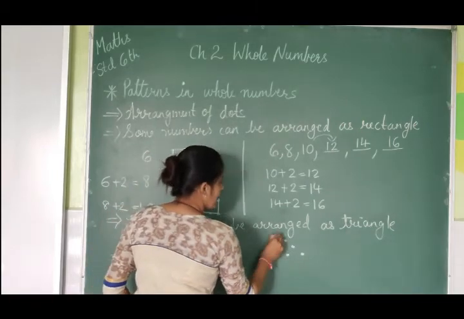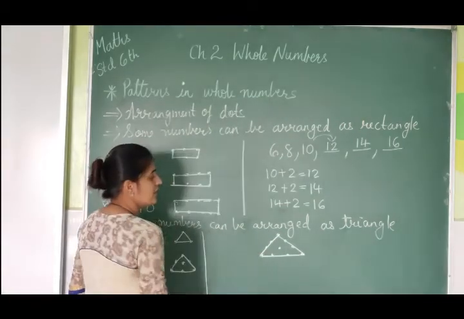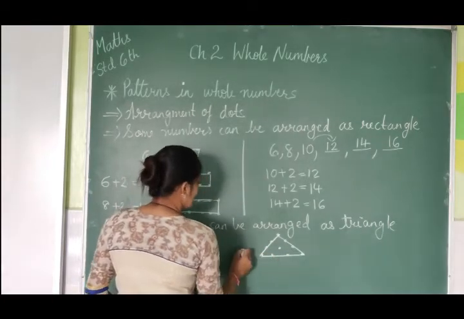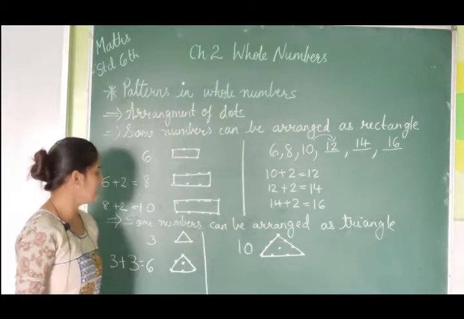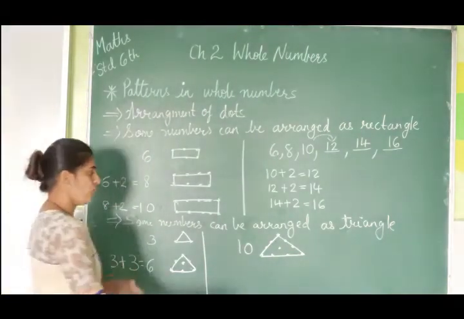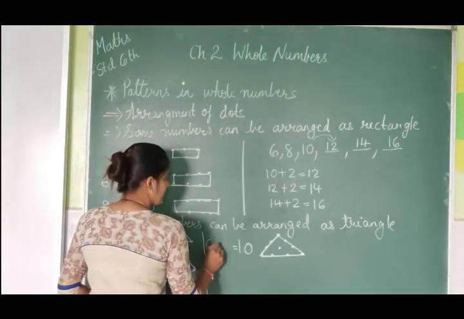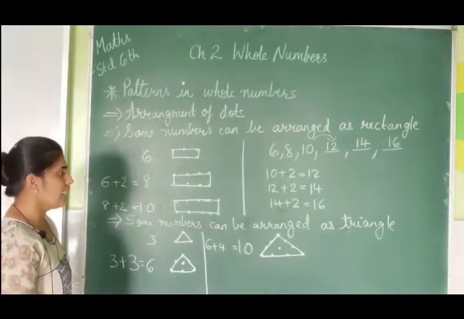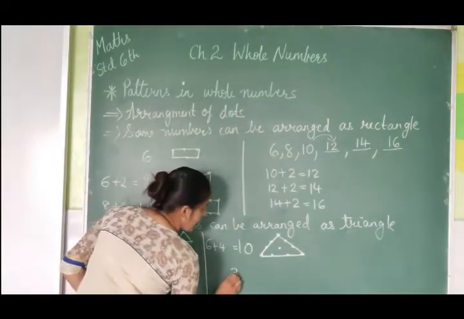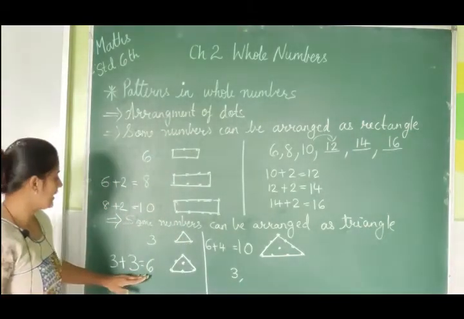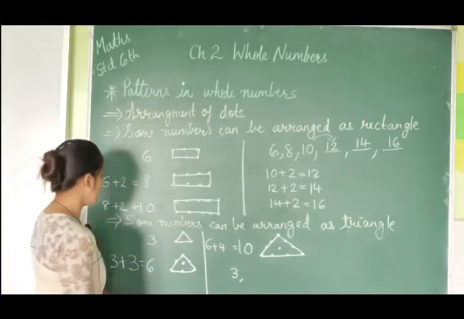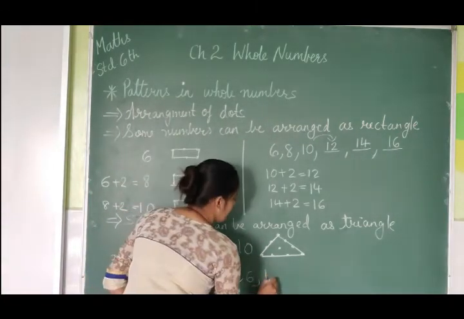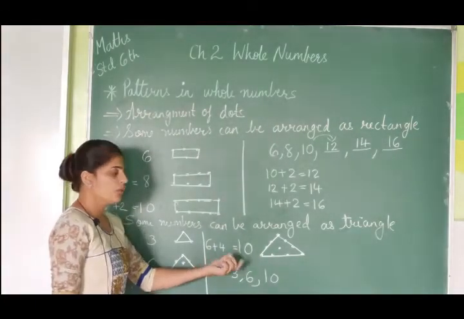So here you can see how many dots we need: 1 2 3 4 5 6 7 8 9 10. Now how can 10 be written? 6 plus 4, then you are getting 10. So which pattern are we getting? 3. After that we are adding again 3 to it, then we are getting 6. After that we are getting 10 when we are adding 4 to it.